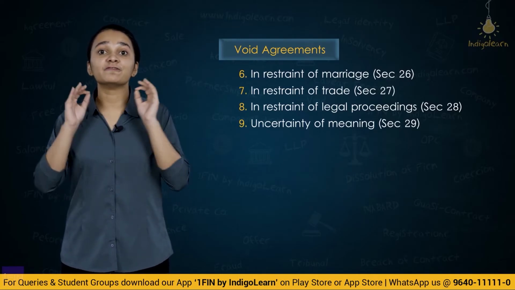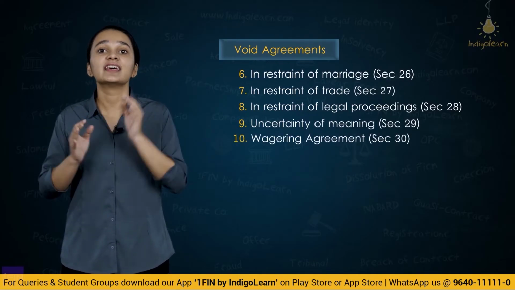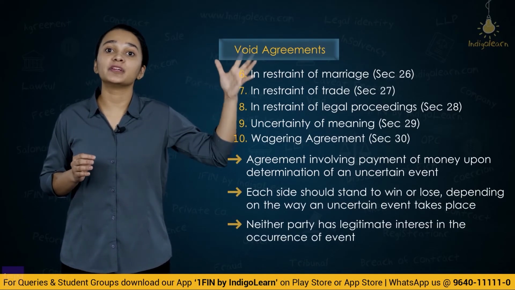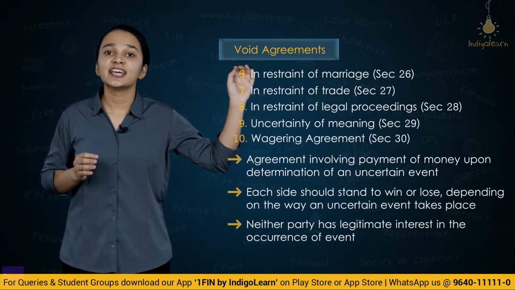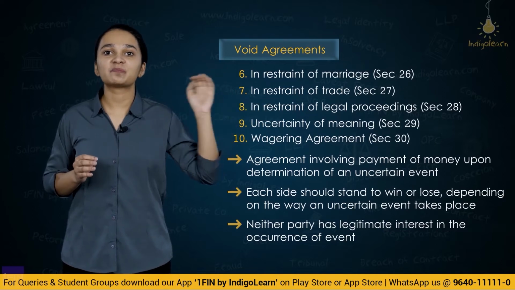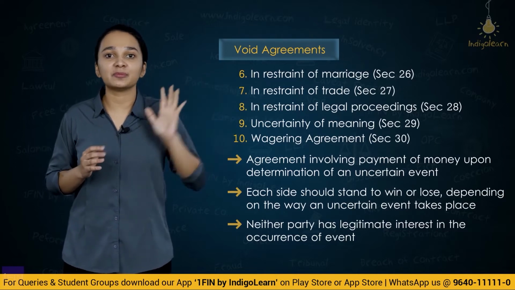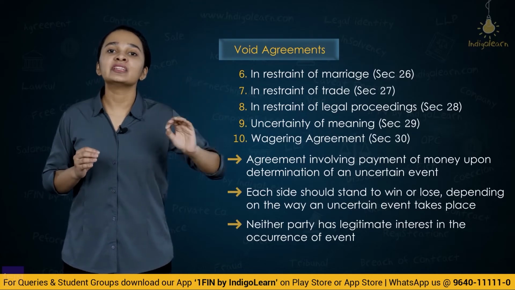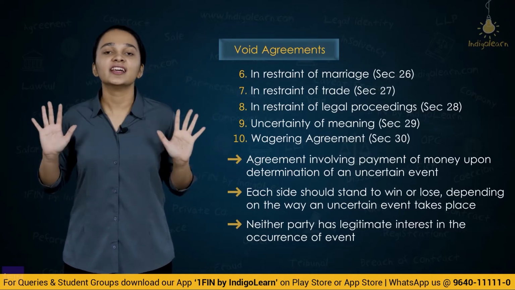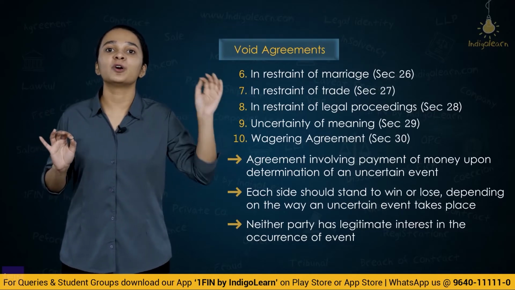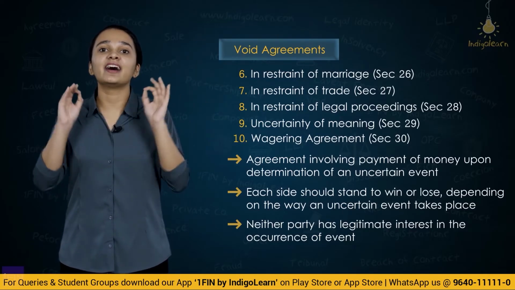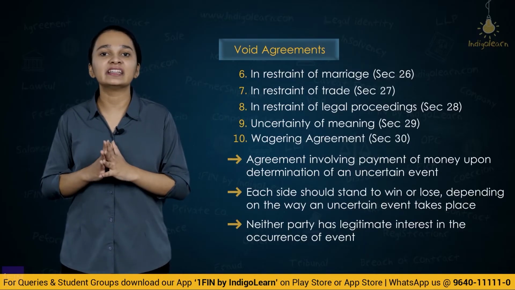And finally, in case of wagering transactions, what are wagering transactions? A promise to pay money or money's worth, and this promise is based on the condition of happening or non-happening of an uncertain event. There must be two parties who are in a position to win or lose. There must be a common intention of betting when the agreement was made, and the only interest which the parties have in the agreement is the stake and no other. They do not have any interest in the outcome of the event. These types of agreements are wagering agreements, and they are void and unenforceable in nature.